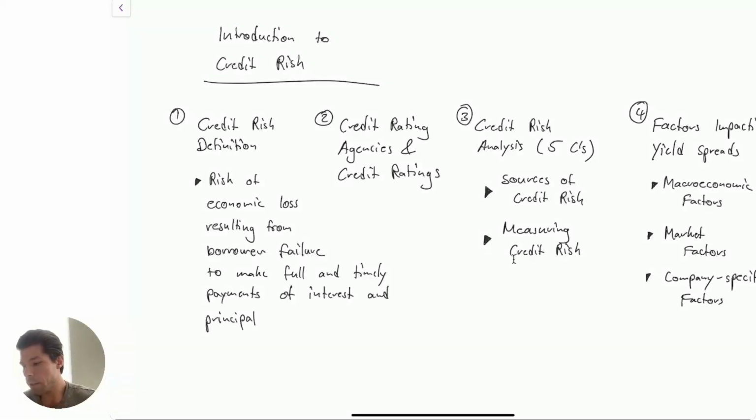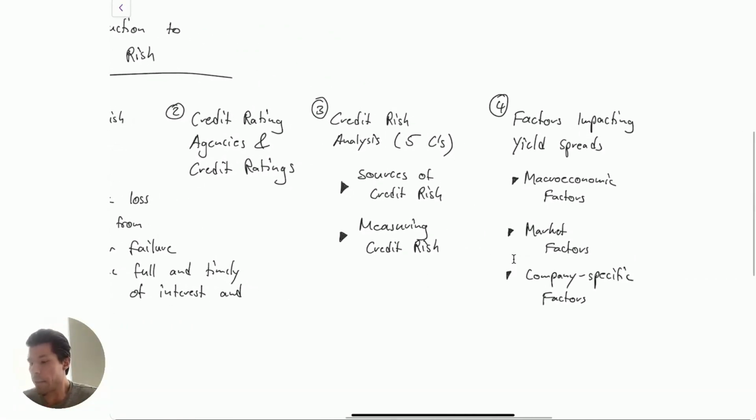The most important and well-known credit agencies are Moody's, Standard & Poor's and Fitch. So it's important to know how they rank, how they rate companies and issuers. Then number 3, and I do other videos as well, is to understand how to analyze credit risk. There are the 5 C's of credit risk analysis, to understand sources of risk and how to measure risk.